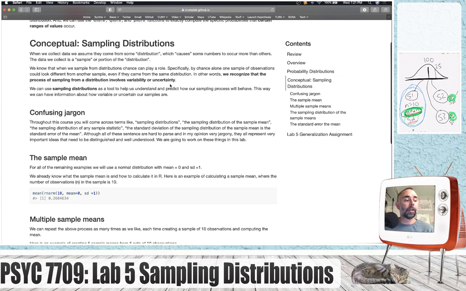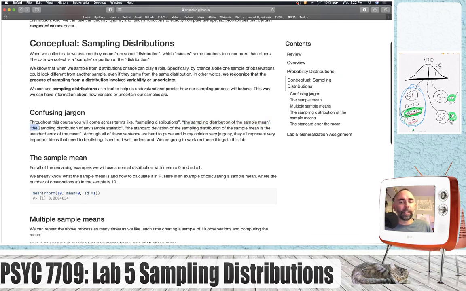So I will move on to the content in the lecture. So we are using sampling distributions to understand and predict how our sampling process will behave. And we're going to come across some confusing jargon. The newest thing is sampling distributions. And by the way, we'll talk about this in lecture, but not for a week or two. So we're preparing you for some of those things. We're going to learn about something called the sampling distribution of the sample mean. Now, that's what I was referring to when I suggested we could take 10,000 different samples, calculate the mean of each of our samples. We'd be looking at the sampling distribution of the sample mean.